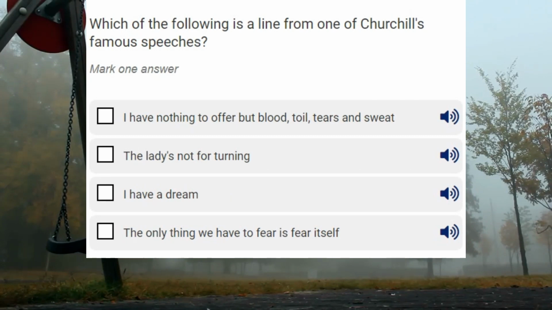Which of the following is a line from one of Churchill's famous speeches? I have nothing to offer but blood, toil, tears and sweat. The lady's not for turning. I have a dream. The only thing we have to fear is fear itself. Correct answer: I have nothing to offer but blood, toil, tears and sweat.